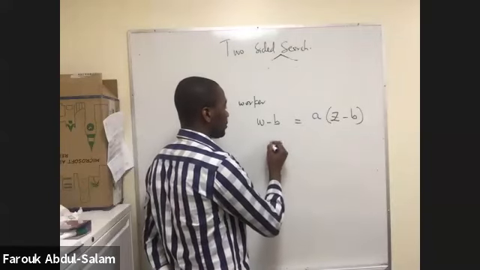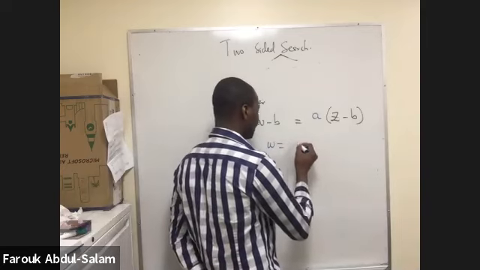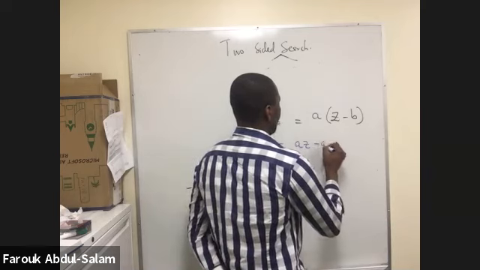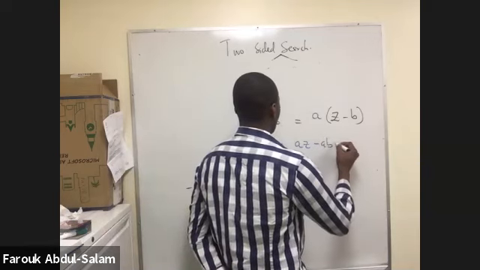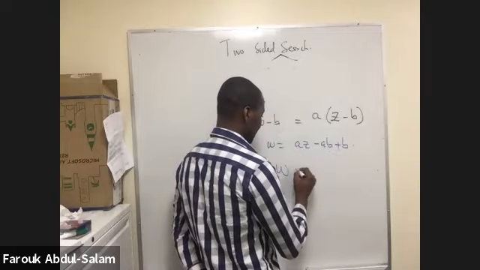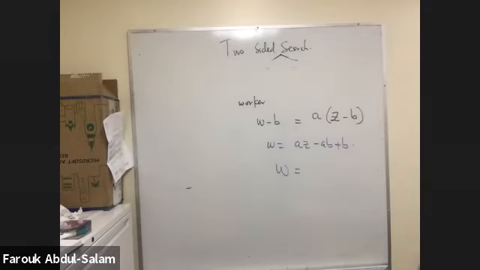Yeah, no questions. So now I can clearly see what W is going to be. W is going to be AZ minus AB plus B. So the wage is going to look something like this, and that's what you see in the textbook. If you have any questions, please let me know.